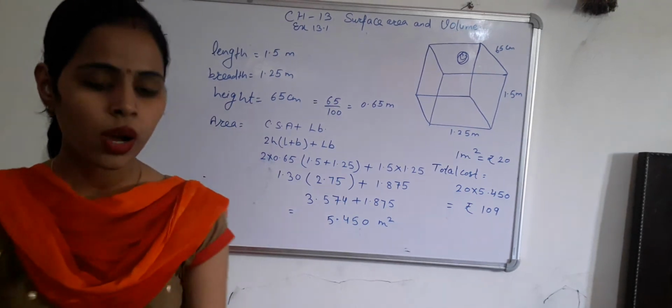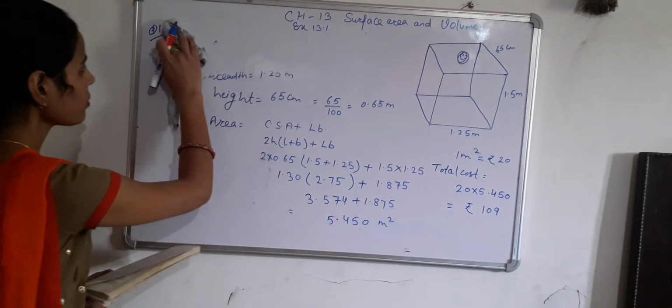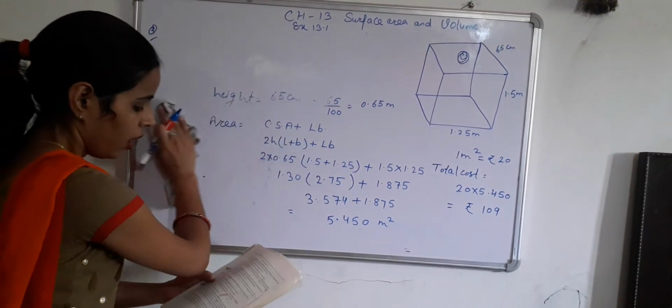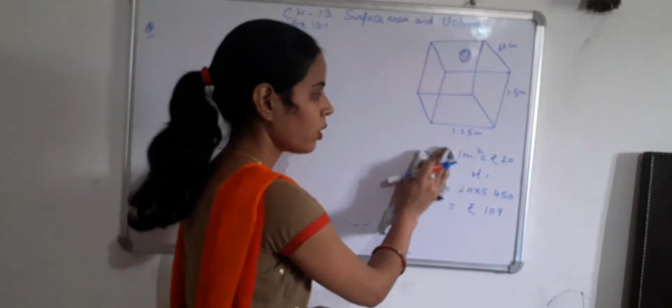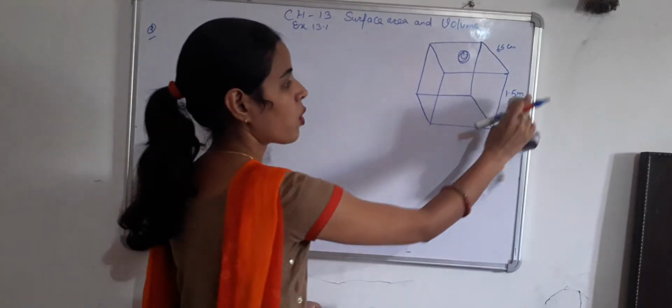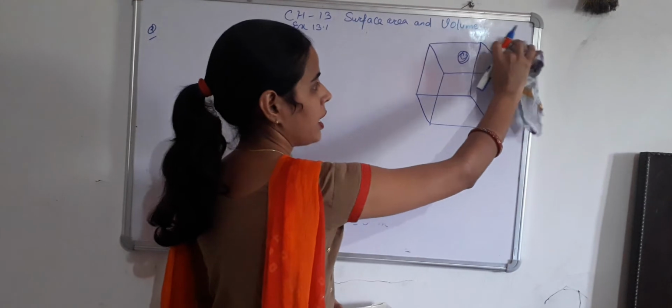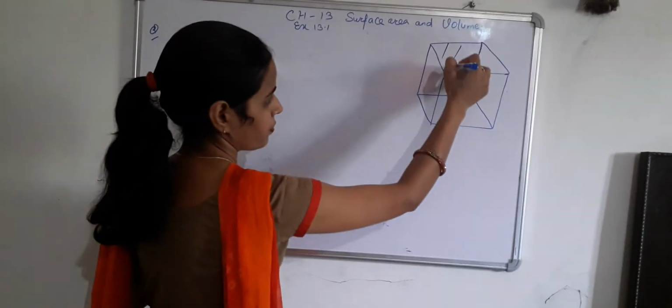Question number first is complete. Now we are going towards question number 2. Question number 2 is that the length, breadth and height of a room are 5 meter, 4 meter and 3 meter. Find the cost of whitewashing its 4 walls and its ceiling. This part also, and the 4 walls.